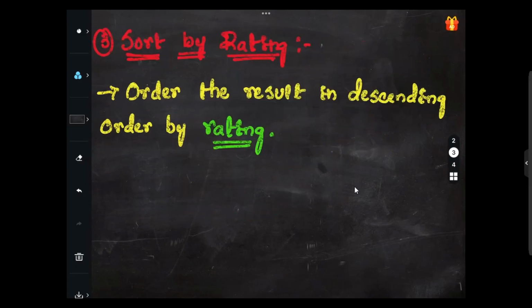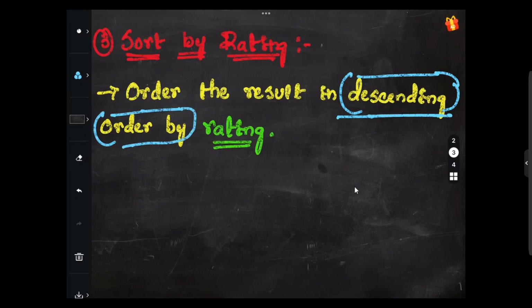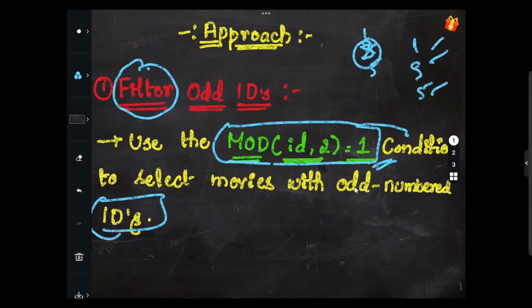The final step here is we will sort by rating. We have to sort this in descending order. So we will order the result in descending order. Whenever we have to sort, we will go with the ORDER BY clause. So order the result in descending order by rating. This is very important. So these are the 3 steps that we need to follow. This is the approach that we'll be going with.